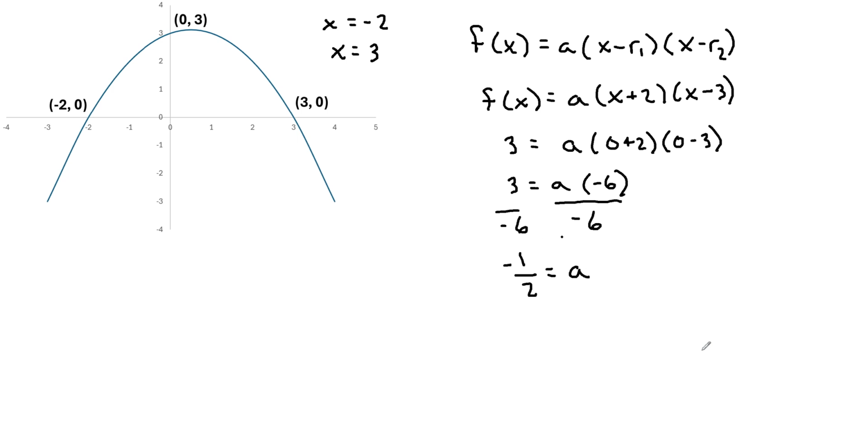So the last step is we just need to plug in this value of a, -1/2, into a up here. So we'll get f(x) is equal to -1/2 times (x plus 2) times (x minus 3). And this is the quadratic function that describes this graph over here.